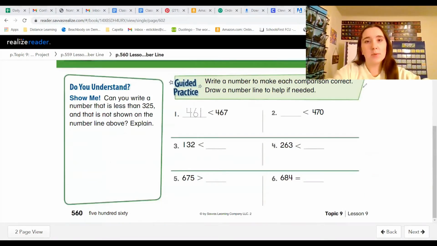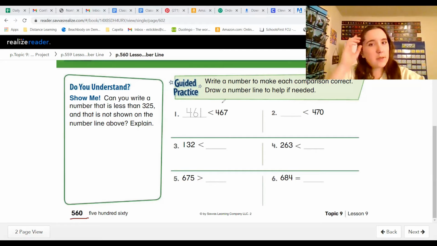Okay, let's go hop in our workbooks and do some practice. We're going to do the practice problems on page 560, so make sure you're on that page with your pencil, and once you are, you can go ahead and press play. If you need to pause me, you can. It says, write a number to make each comparison correct. Draw a number line to help if needed.